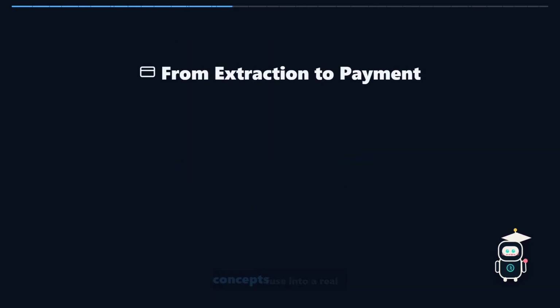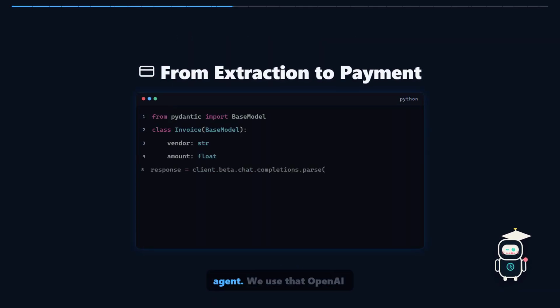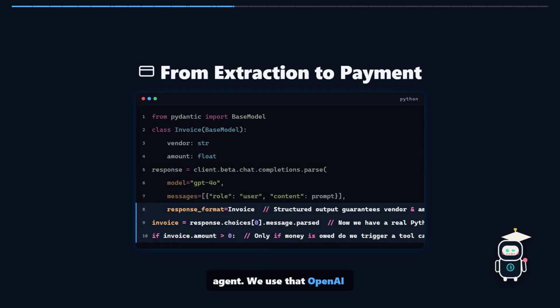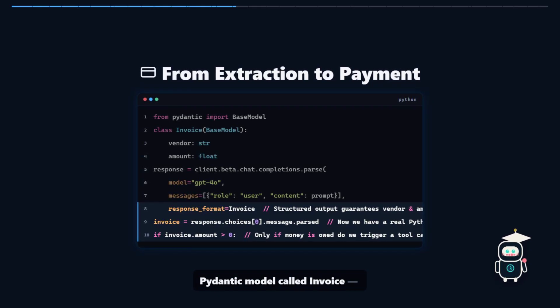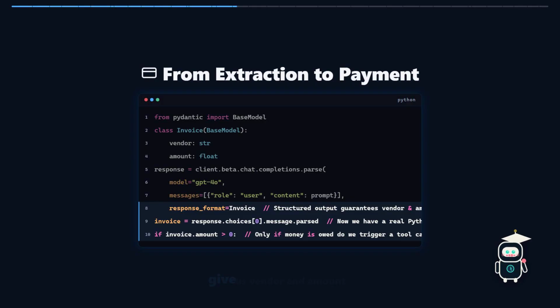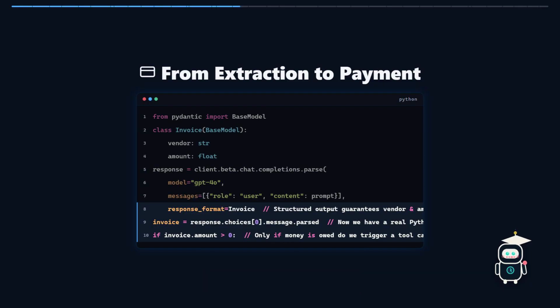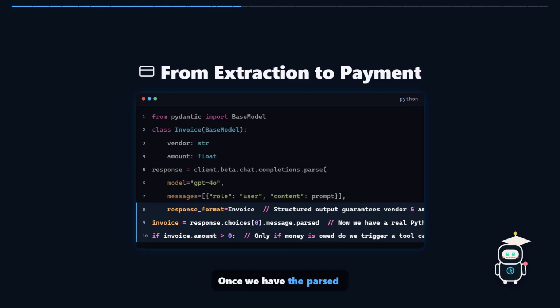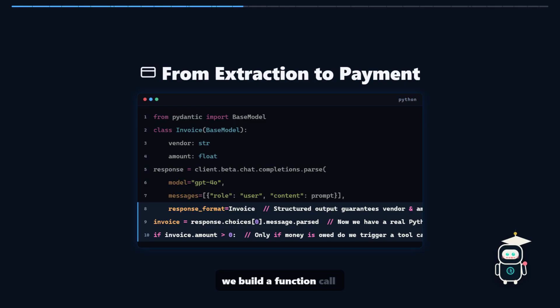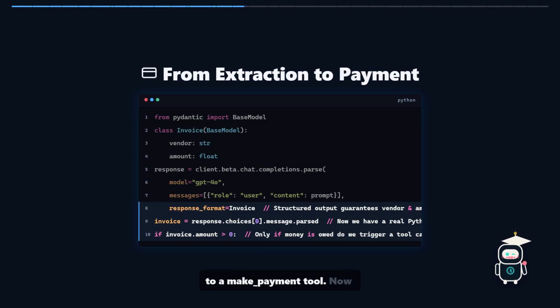This is where the two concepts fuse into a real agent. We use that OpenAI beta parse method with a Pydantic model called Invoice. It forces the model to give us vendor and amount as clean, typed fields. Not a string that might say $50, an actual float. Once we have the parsed invoice, we check, is the amount above 0? If so, we build a function call to a make payment tool.